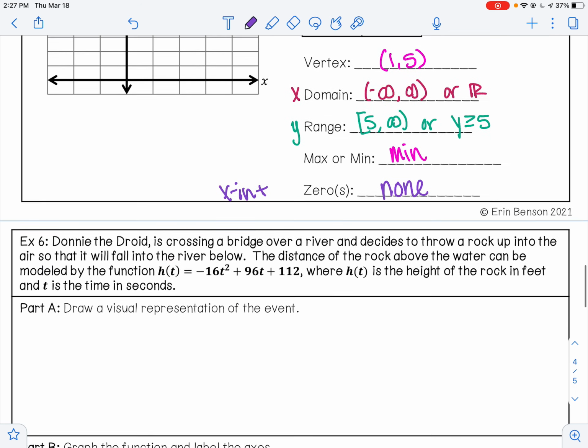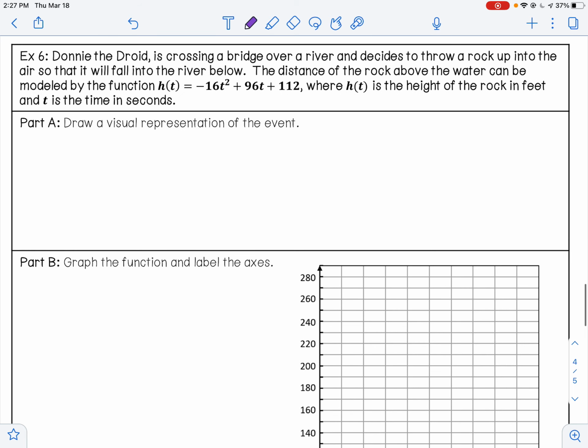We have one more example to go over together today, and this is example 6. It says, Donnie the droid is crossing a bridge over a river and decides to throw a rock into the air so that it will fall into the river below. The distance of the rock above the water can be modeled by h of t equals negative 16t squared plus 96t plus 112, where h of t is the height of the rock in feet and t is the time in seconds. So part A is to draw a visual representation of the event.